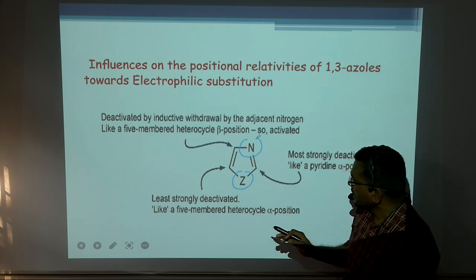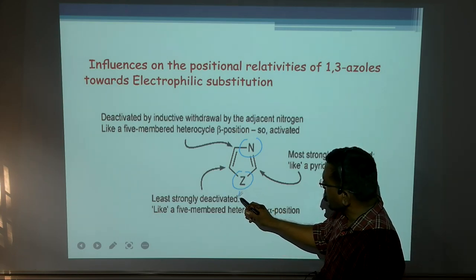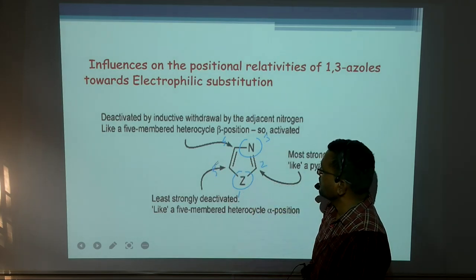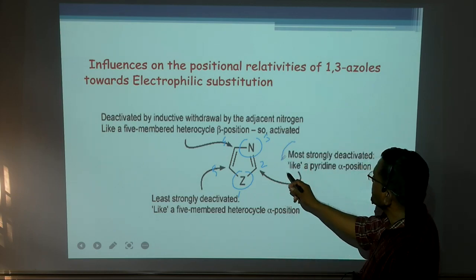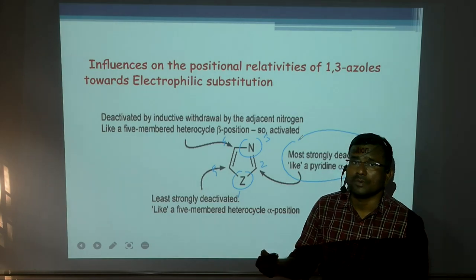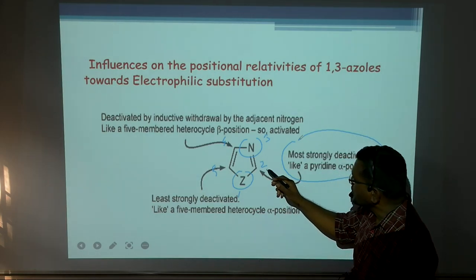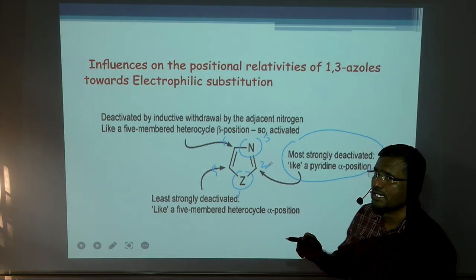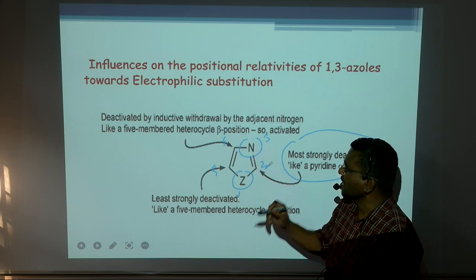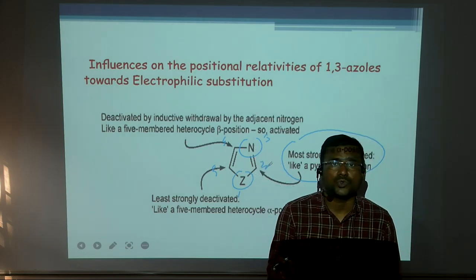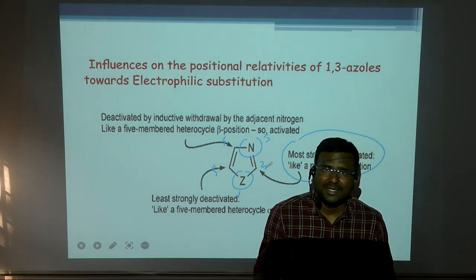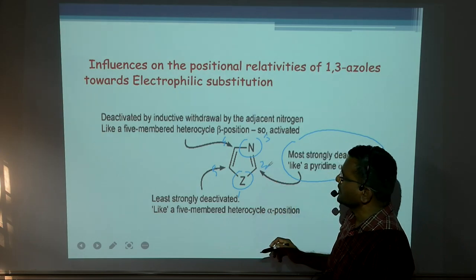Now consider this is position number 1, this is 2, this is 3, this is 4 and this is 5. Now position number 2 is the most strongly deactivated position, like the pyridine alpha position. So why is position number 2 strongly deactivated? The reason is, from one side it is attached to nitrogen and from another side it is attached to another heteroatom, and we know that heteroatoms are electron withdrawing. Therefore position number 2 is strongly deactivated.